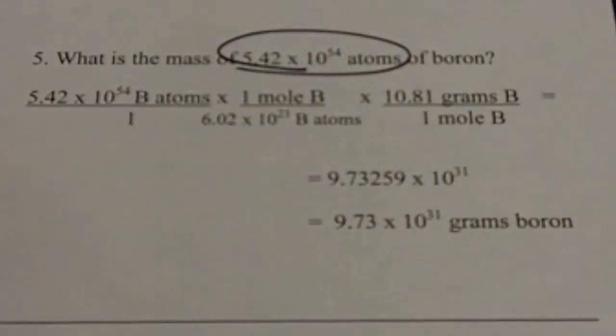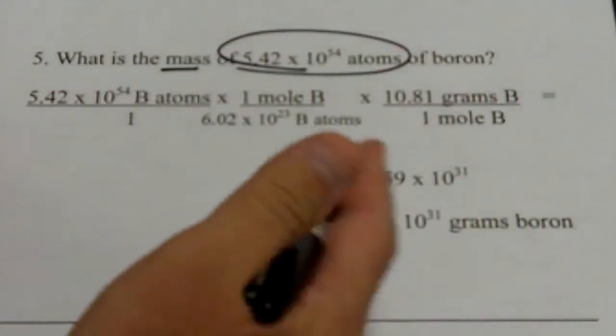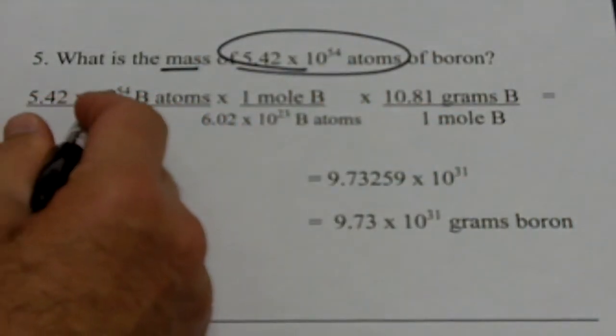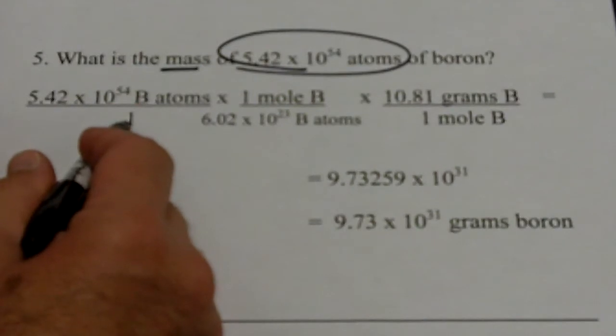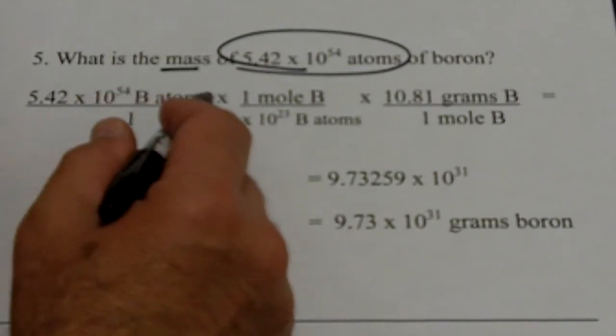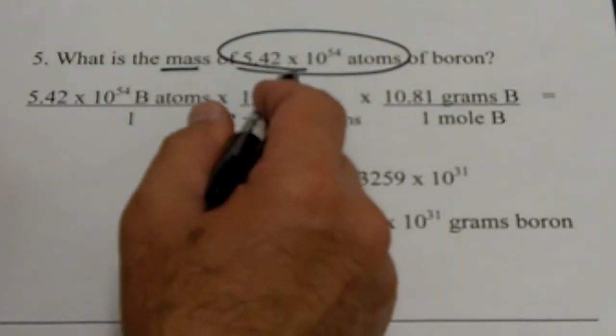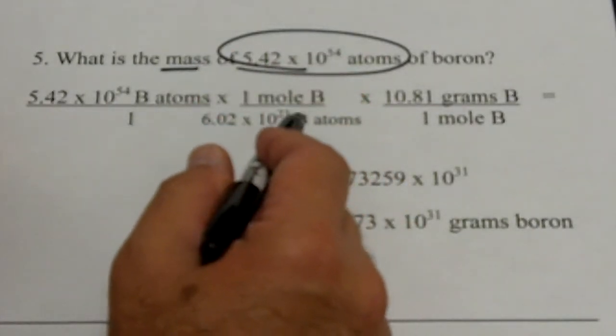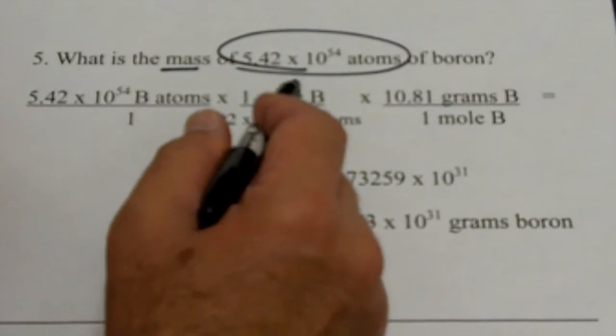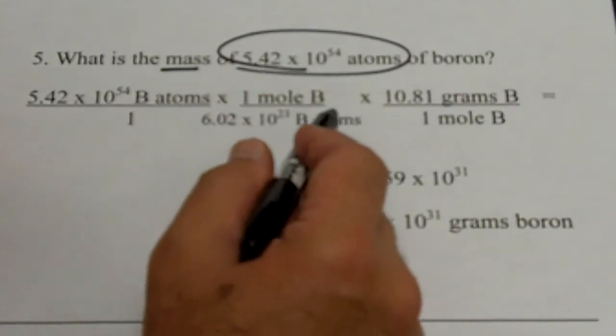5.42 times 10 to the 54th is what I know. I'm looking for mass. This is almost getting routine. We get 5.42 times 10 to the 54th boron atoms over 1, times whatever unit goes there. Boron atoms goes there, whatever I'm looking for goes there. Unfortunately, I cannot go from the number of boron atoms to the mass. So I have to go through moles.